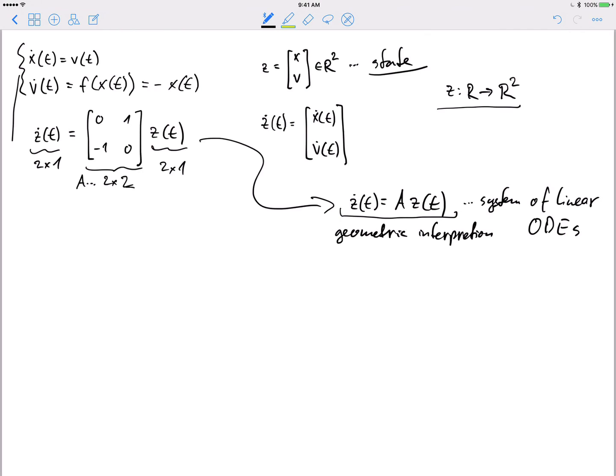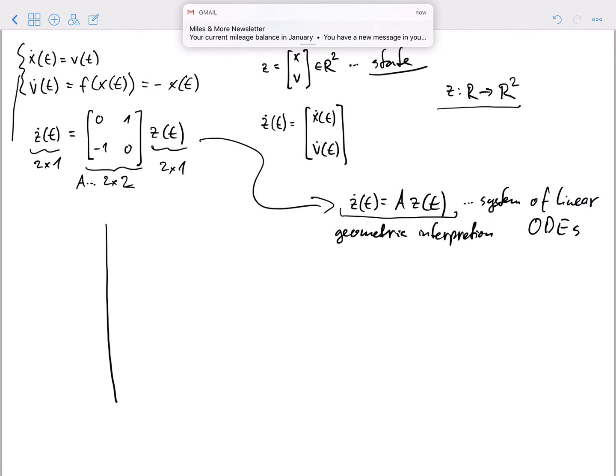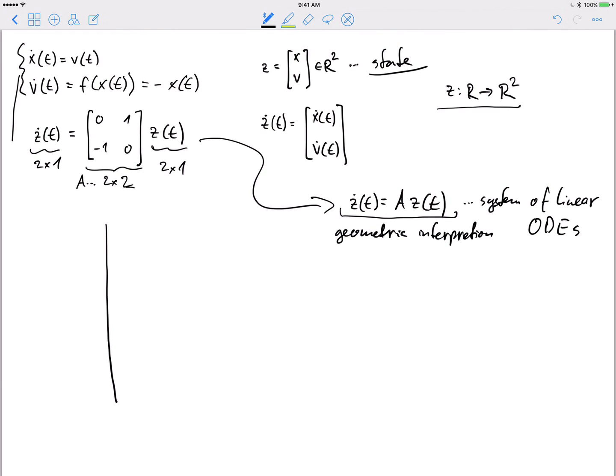And now the question is, what does the z function look like, and what do its derivatives mean? So what I can do is draw this space of positions and velocities. The x is the positions, v is the velocities, and this is sometimes called the phase space. That's the diagram of both positions and velocities.